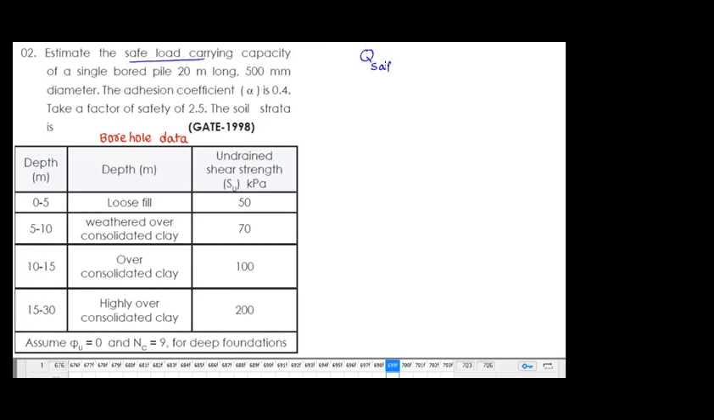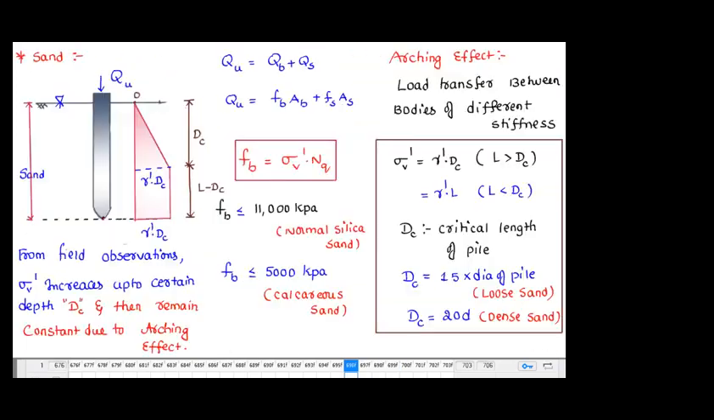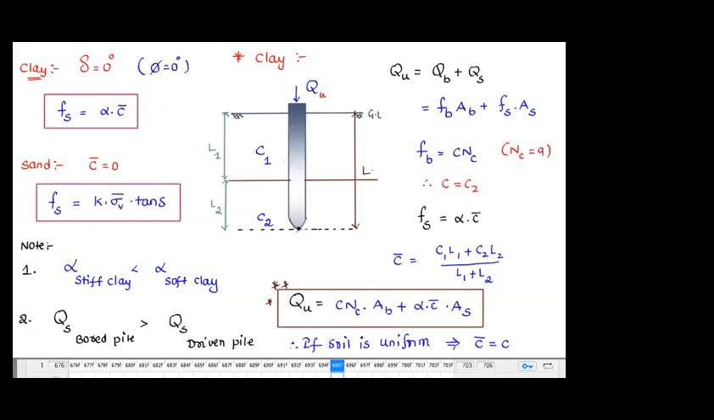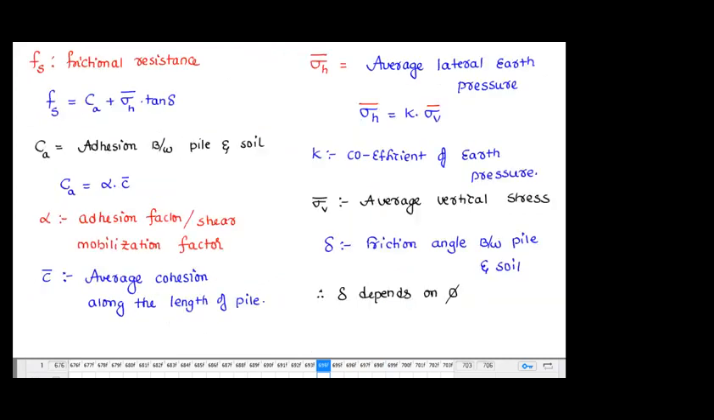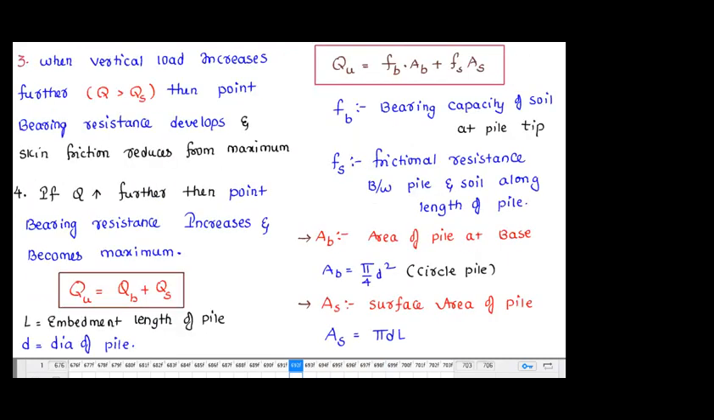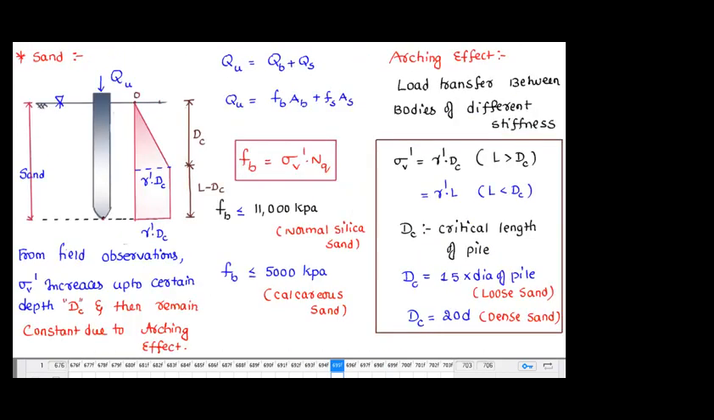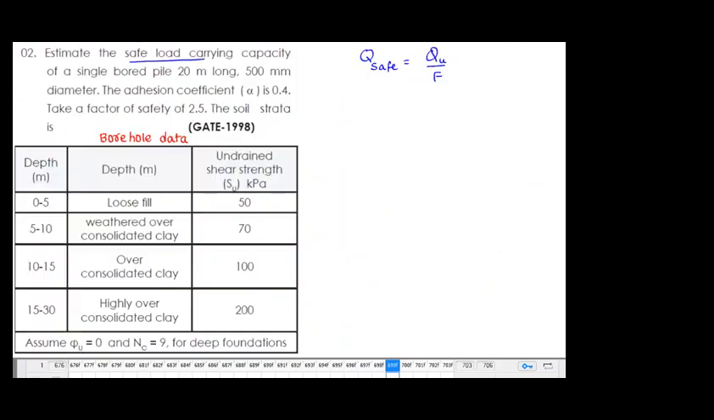Remember, safe load is nothing but ultimate load by factor of safety. The safe load in this case is nothing but ultimate load by factor of safety.